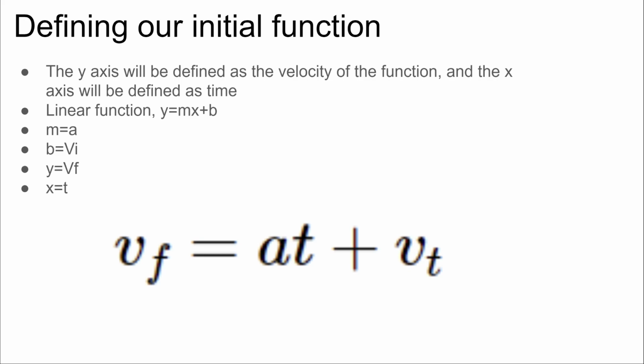If we substitute in our new variables for our function, we get the first of the kinematic equations. Final velocity equals acceleration times time plus initial velocity.